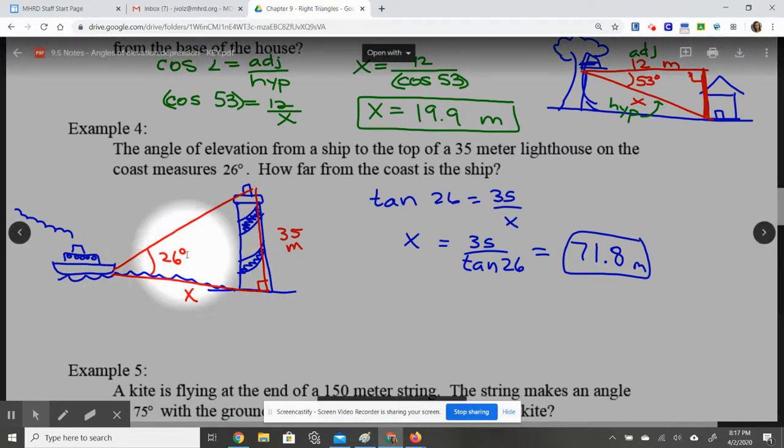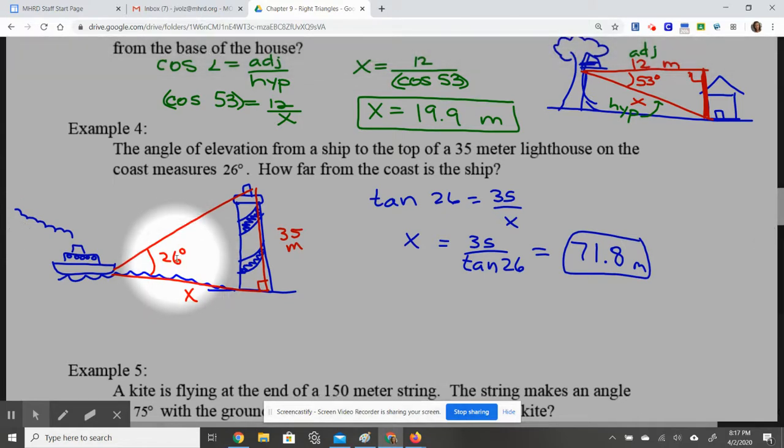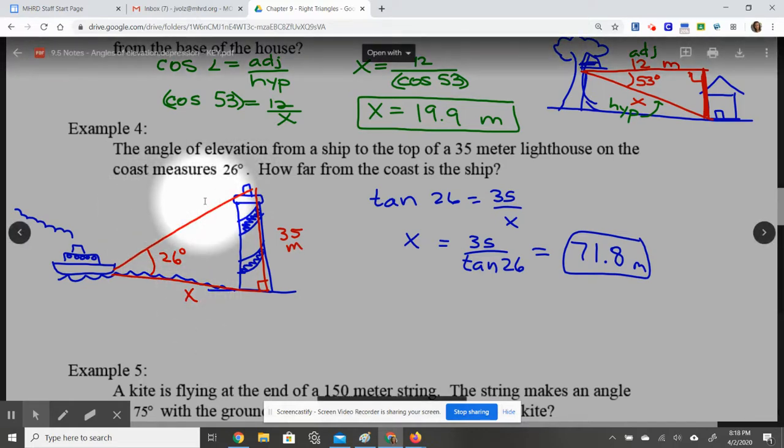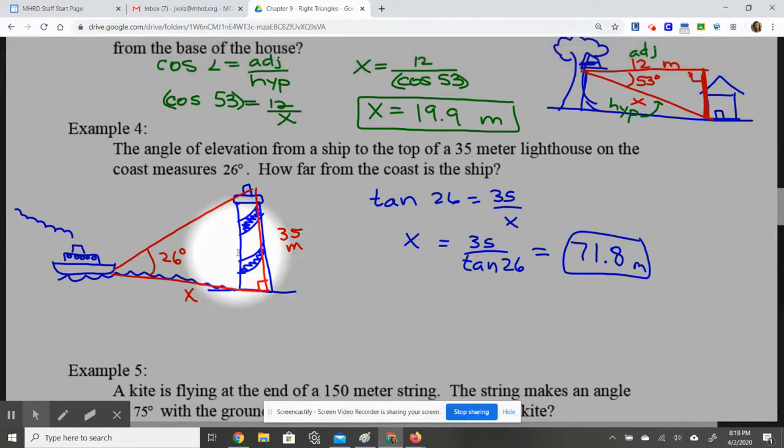So let's identify the parts. Here's the acute angle we know. The side we care about, the one that is unknown, is right next to, attached to that acute angle. It's the adjacent side. And the hypotenuse is here. We actually don't care about that. We know about the opposite side, and we care about the adjacent side.